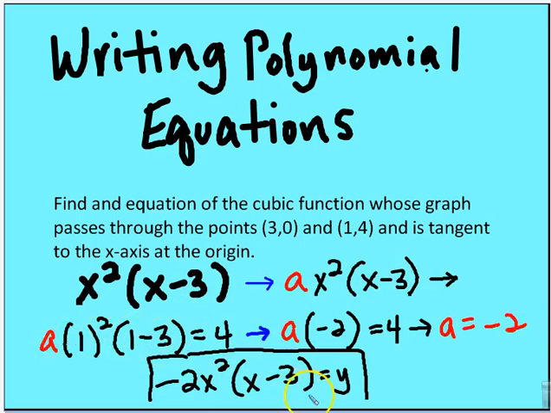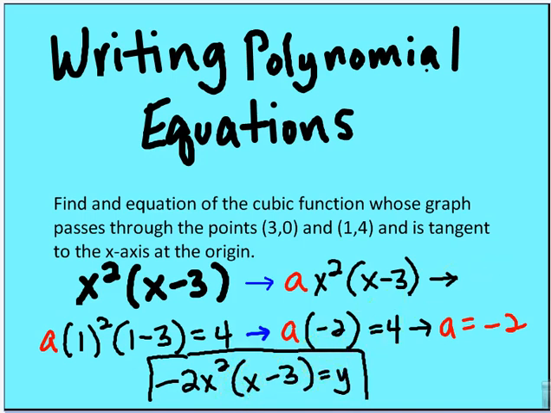Now I'm going to substitute that value in for the non-root coordinate 1, 4. A times 1 squared times 1 minus 3 is equal to 4. So 1, 4 is my coordinate. Now I'm going to solve for a. A times, so 1 times negative 2 is negative 2. A times negative 2 is equal to 4. I'm going to divide both sides by negative 2. A ends up being equal to negative 2. And then I'm going to rewrite my function as y is equal to negative 2x squared times x minus 3.